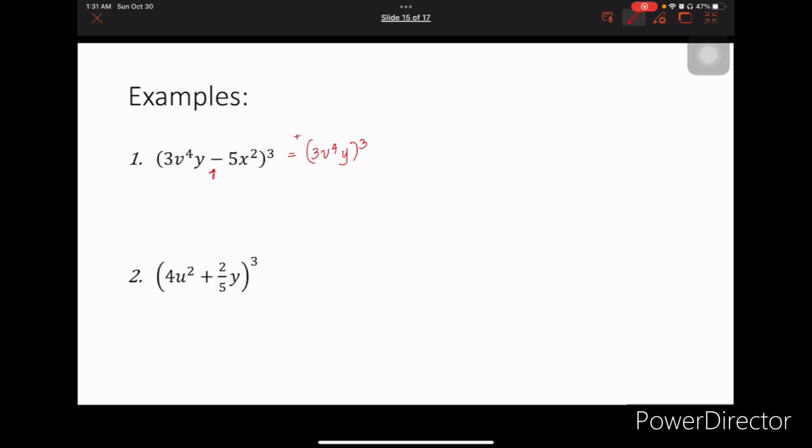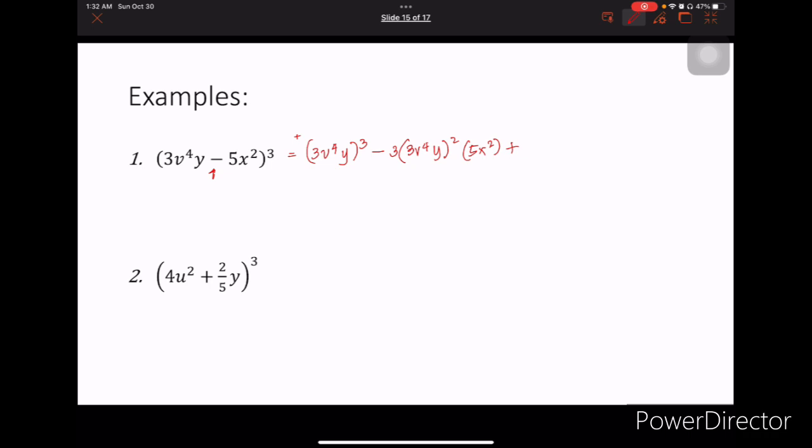So you have positive here, and then you have negative 3 times the square of the first term, 3v to the fourth y raised to 2, times the second term. Since we already changed the sign, you just simply copy the coefficient and all the variables within the term. So you have 5x squared.